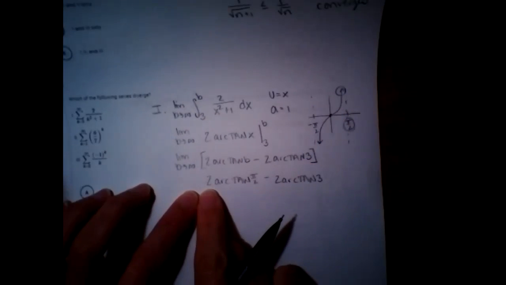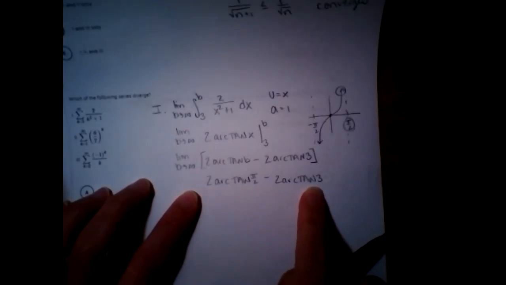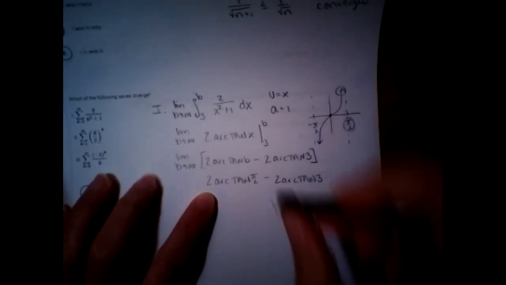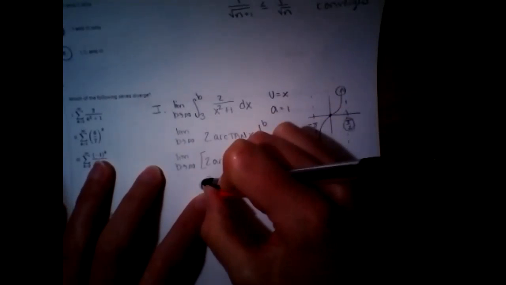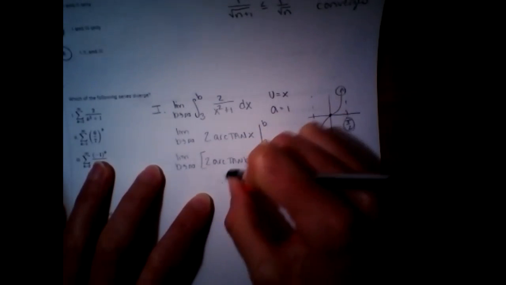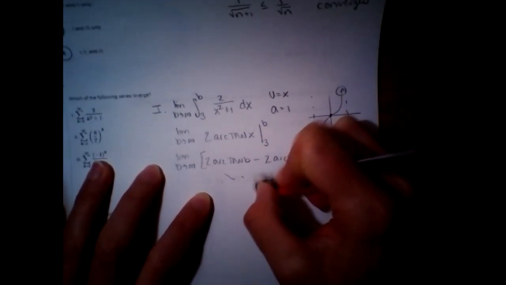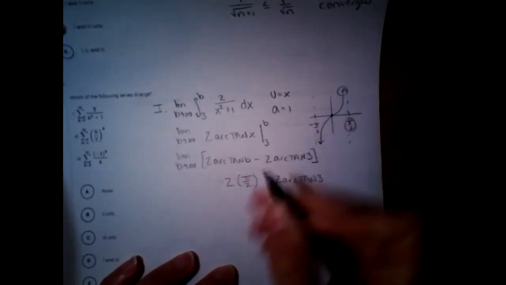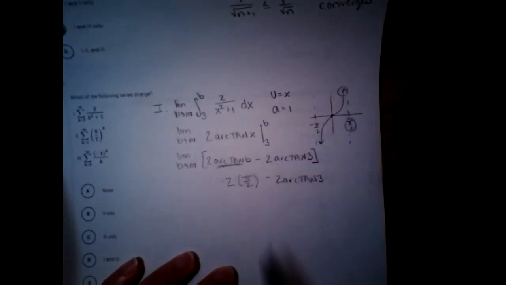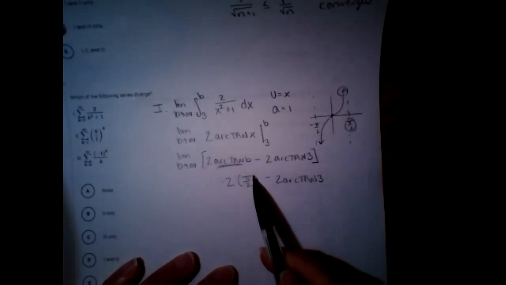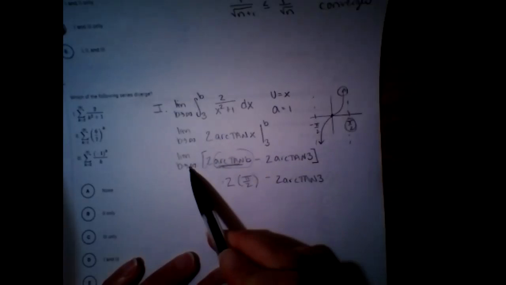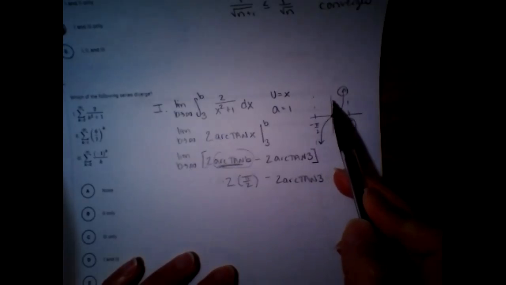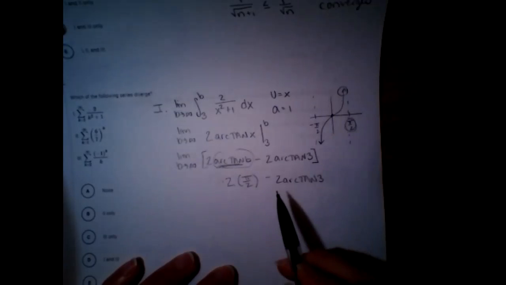So I do not know what all of this is just off the top of my head. Or no, I'm sorry, I wrote the arctangent in there again. Arctangent to infinity just is pi over 2. I don't need the arctangent in there anymore. I evaluated that part. So it's just 2 times pi over 2. This whole thing with b going to infinity just is pi over 2.